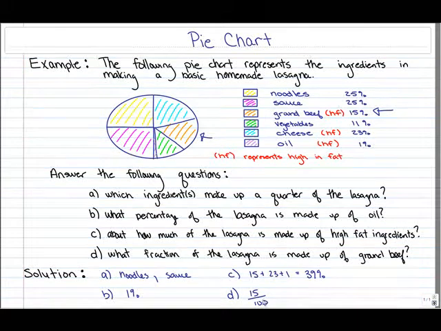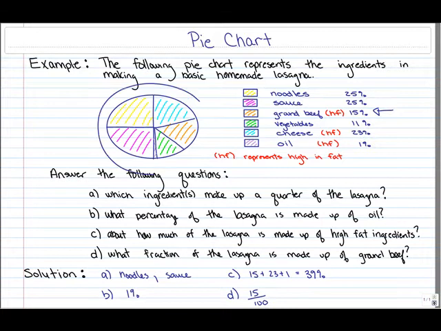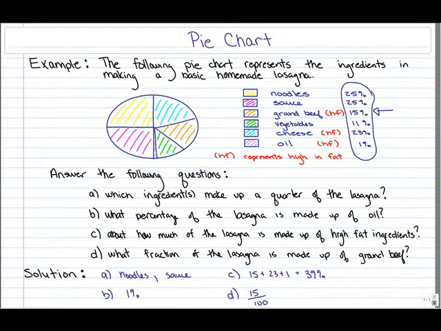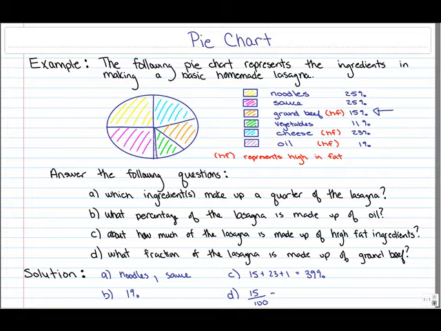Now, why 100? Well, the whole point of the pie chart is to completely add to 100%. So in the legend here, if we were to add up all these ingredients percentages, we would get 100%. So 15 over 100 reduces to 3 over 20. And so the fraction made up of ground beef is 3 over 20.